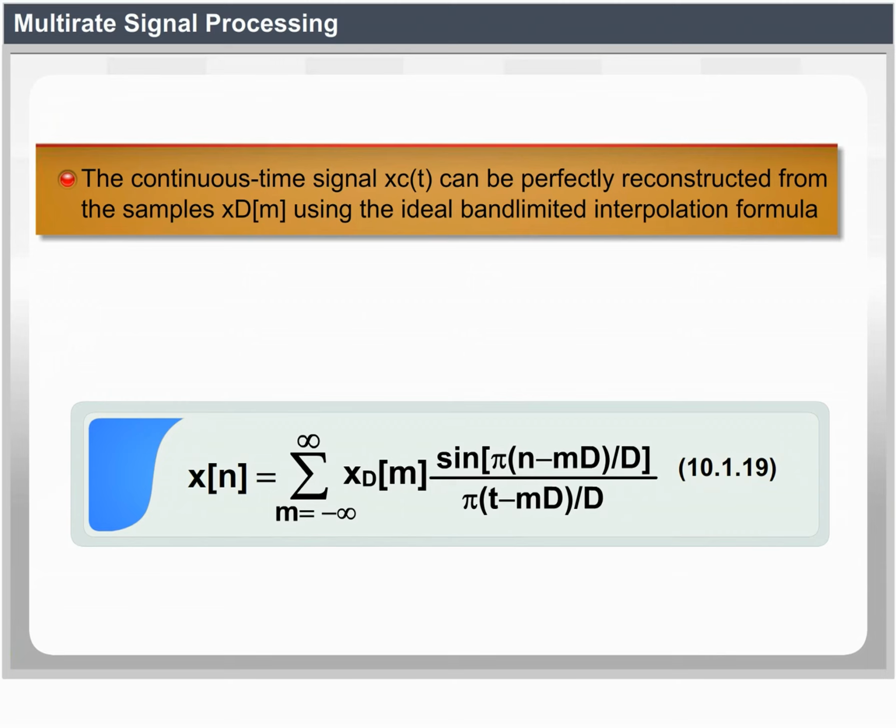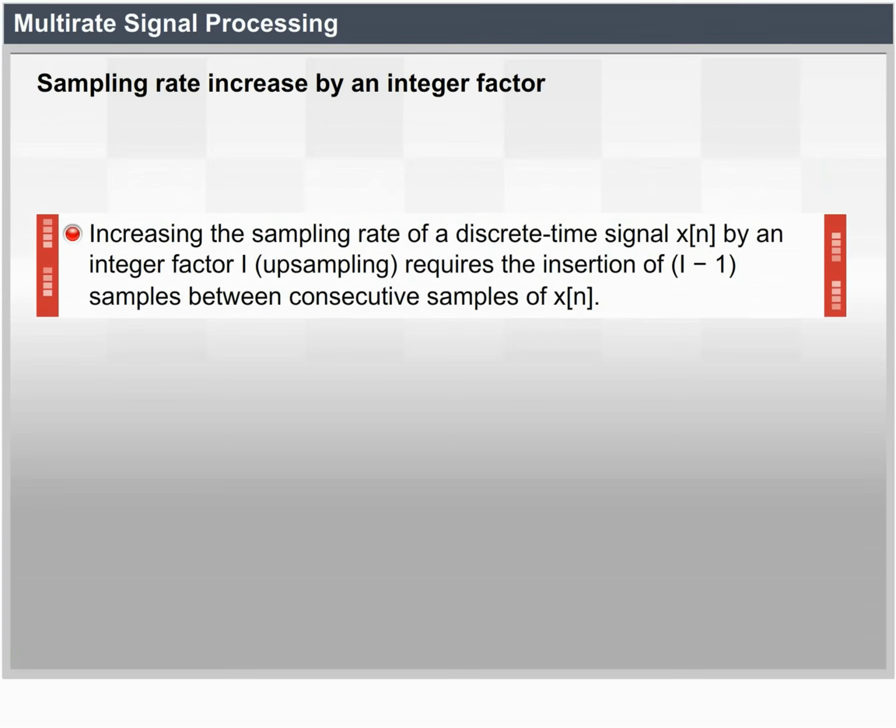Sampling rate increased by an integer factor. Increasing the sampling rate of a discrete time signal x(n) by an integer factor L, upsampling, requires the insertion of L minus 1 samples between consecutive samples of x(n). Upsampling is an information preserving operation.